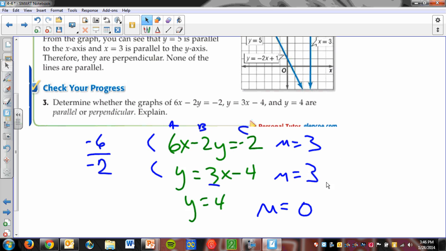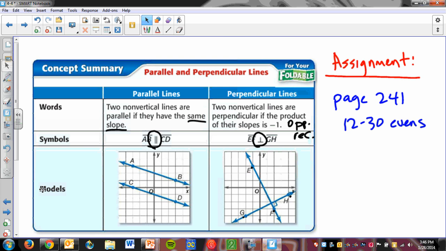If we saw a negative 1/3, it would be perpendicular. Or if we saw an undefined slope, it would be perpendicular with this. But we don't. So we can tell that these top two will be parallel. That's pretty much it. Just remember, parallel lines have the same slope, and perpendicular have opposite reciprocals. There's the two symbols. It's kind of what they look like on the graph.